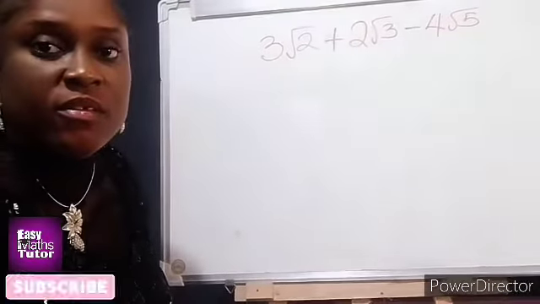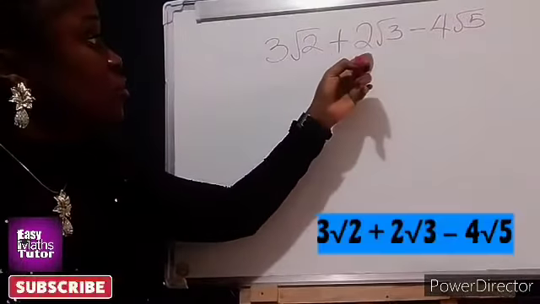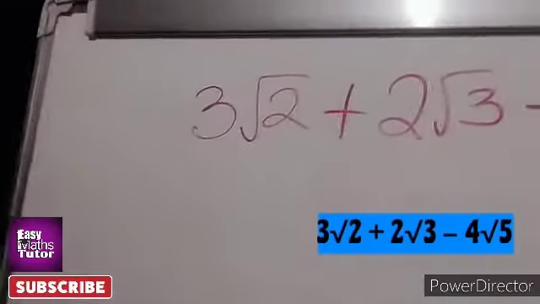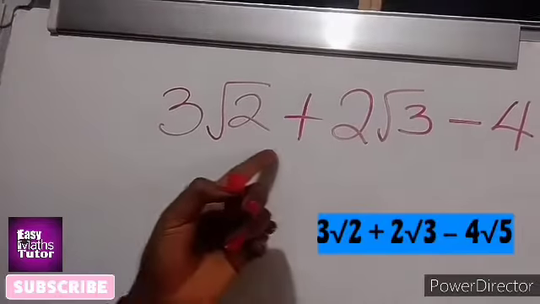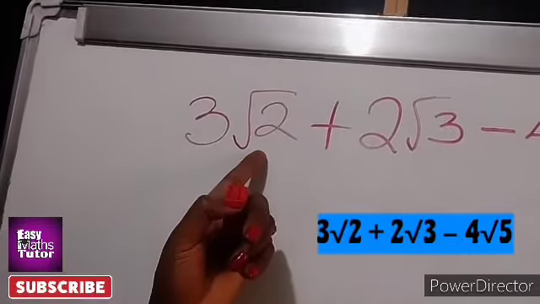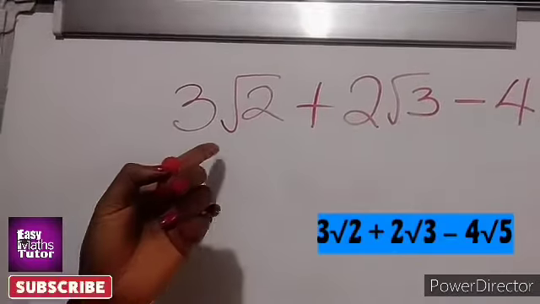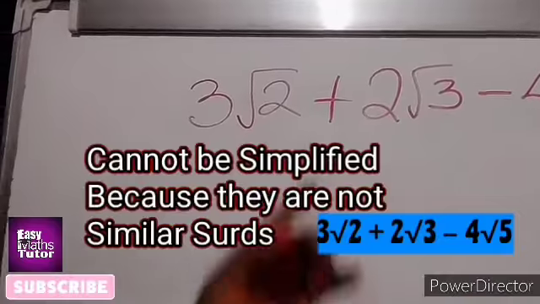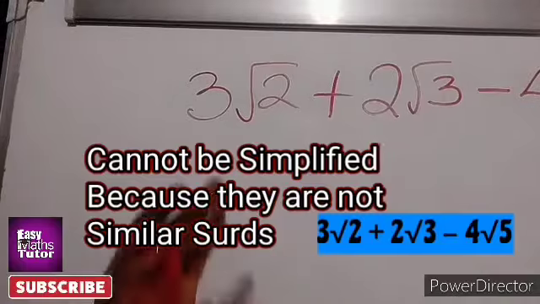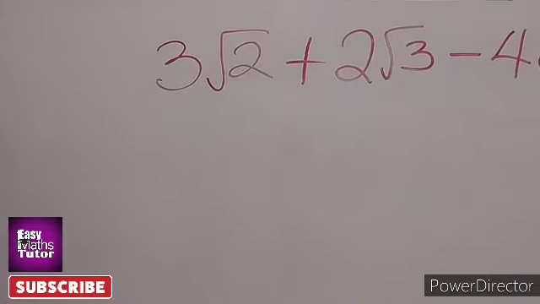So quickly, if you take a look at these surds that are written down here, which is 3 root 2 plus 2 root 3 minus 4 root 5. Now, these three terms have different surd bases. This is root 2, this is root 3, and this is root 5. Therefore, these terms cannot be simplified further because they do not have the same base. So this is the final. This cannot be simplified further.